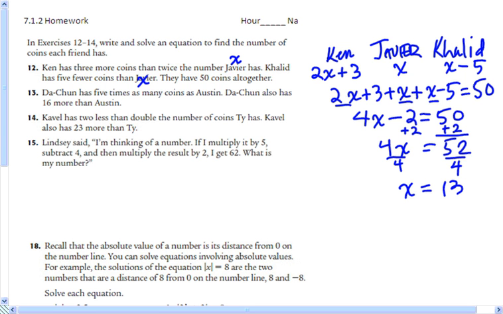13. So that means Javier has 13, Caleb has 5 fewer than that, which is 8, and Ken has twice Javier plus 3, so that'd be 26 plus 3 is 29. And if we did all that right, those 3 numbers should add up to 50, which I think they do. All right, let's try another one.